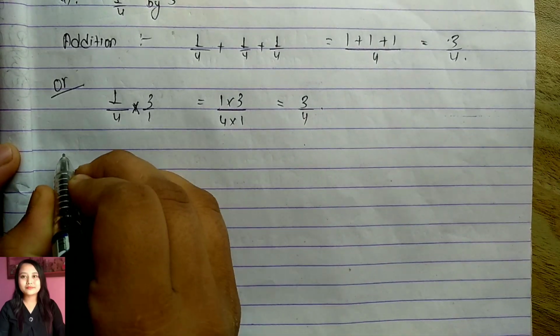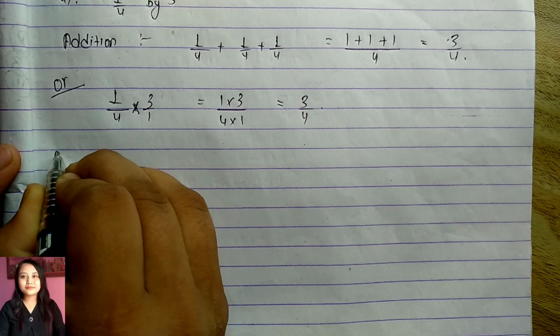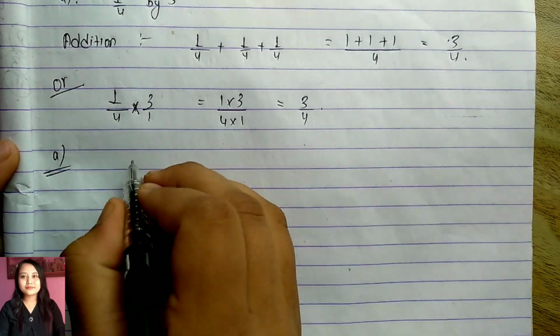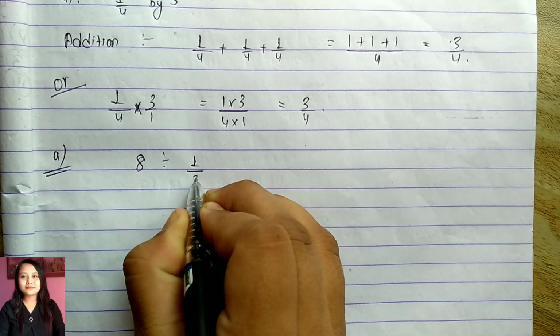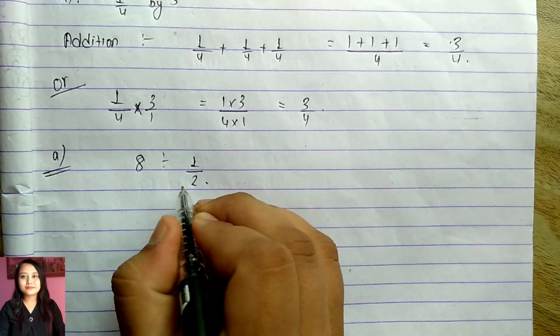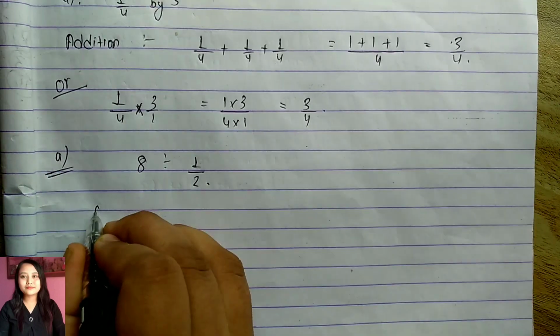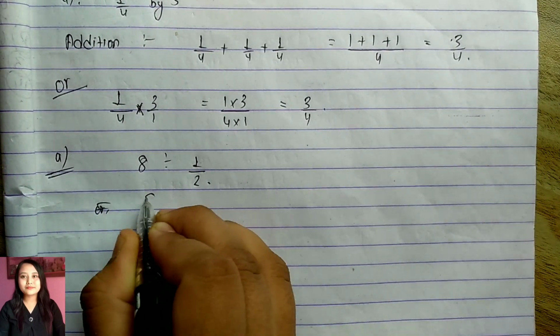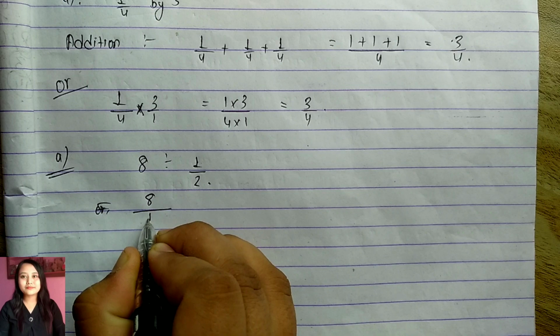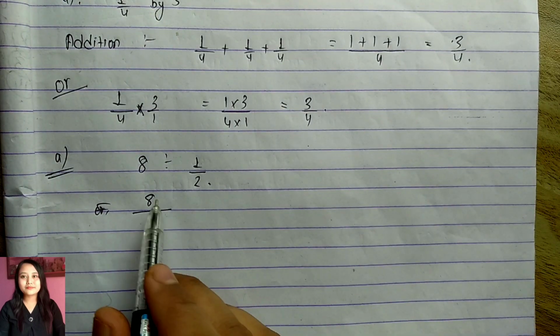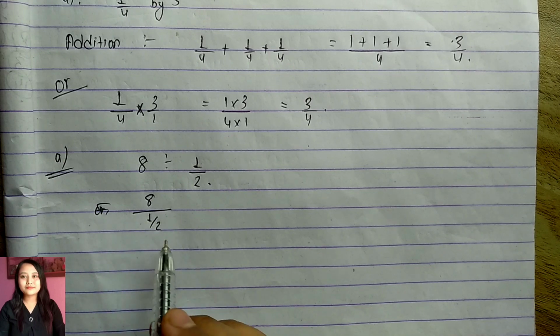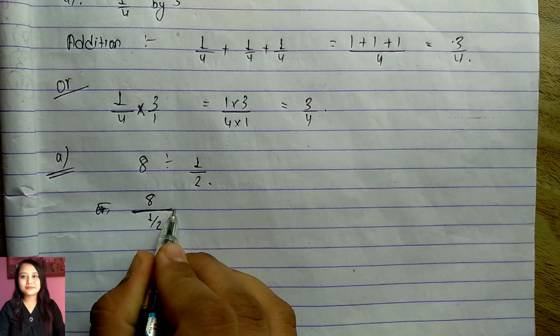Now let's talk about the division method. Let me take an example of division, like if there is 8 divided by 1 by 2. So what does this mean? We can simplify that. This means 8 divided by 1 by 2. This is how the actual simplification is done, and this is the main divider.